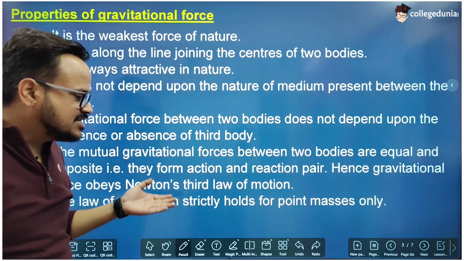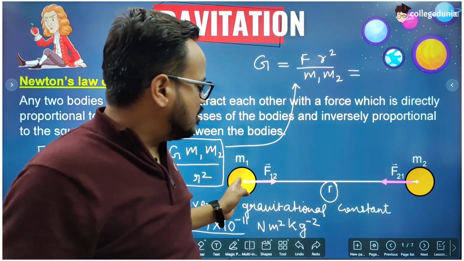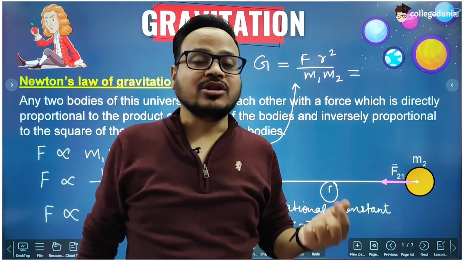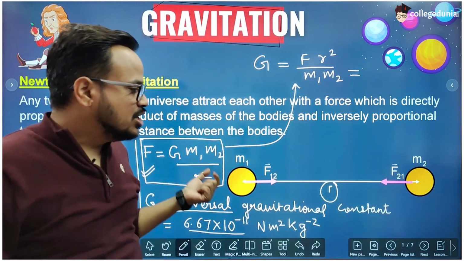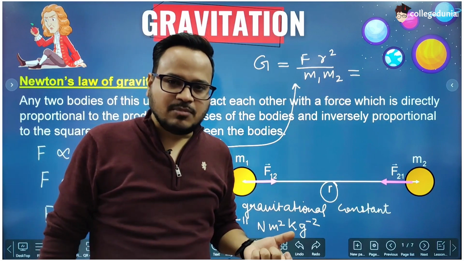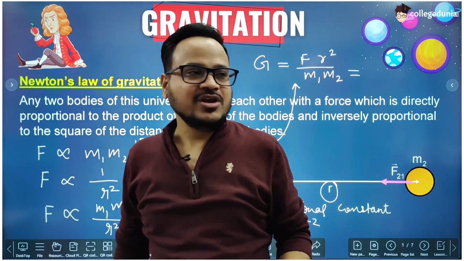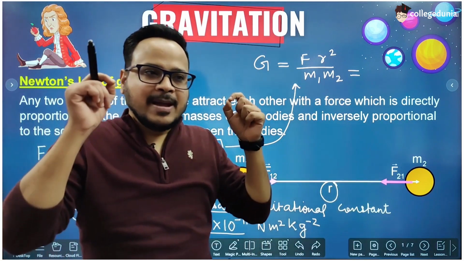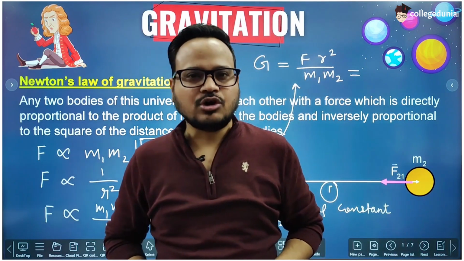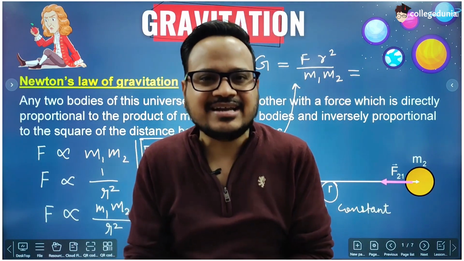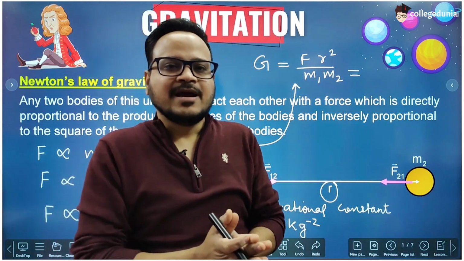The law of gravitation strictly holds for point masses only. The bodies on which we are applying this law should be point masses. Point masses means these bodies should not have any dimensions, because if they do have dimensions, we have to use the concept of integration. We divide each body into infinitely small particles, apply the gravitational force formula on those small particles, and then integrate the whole thing to get the total force.